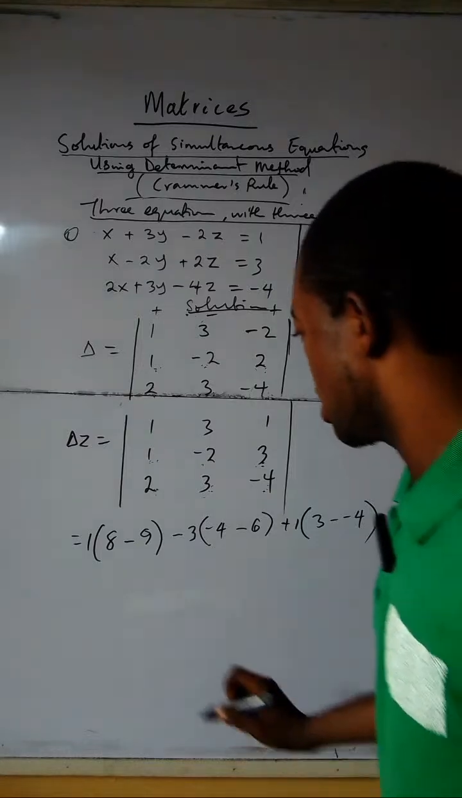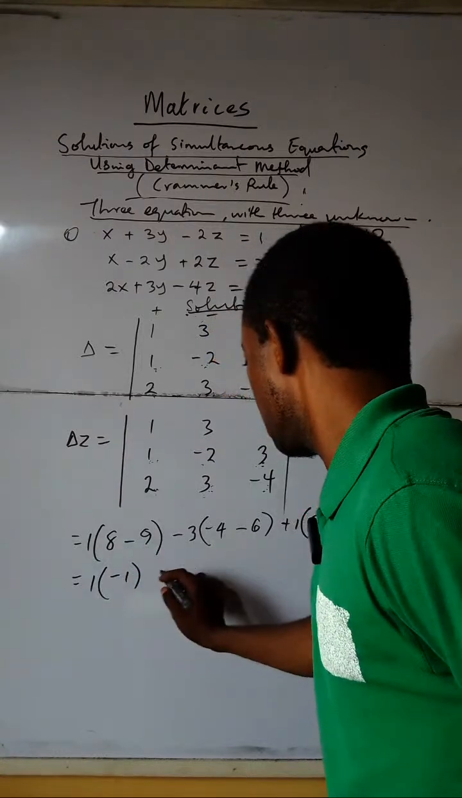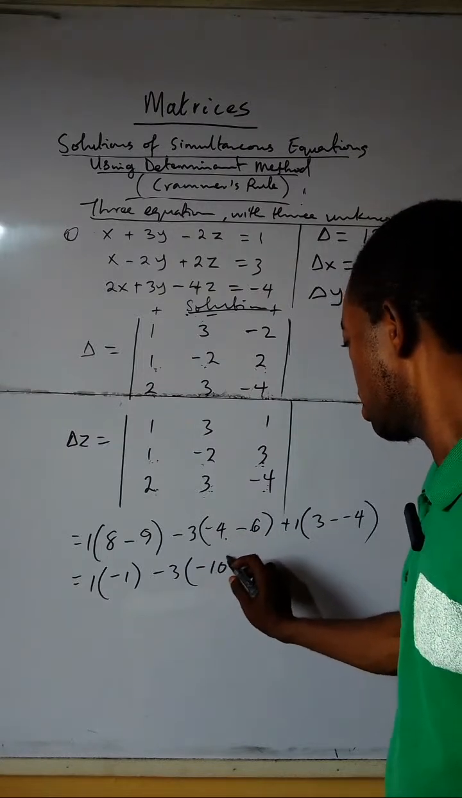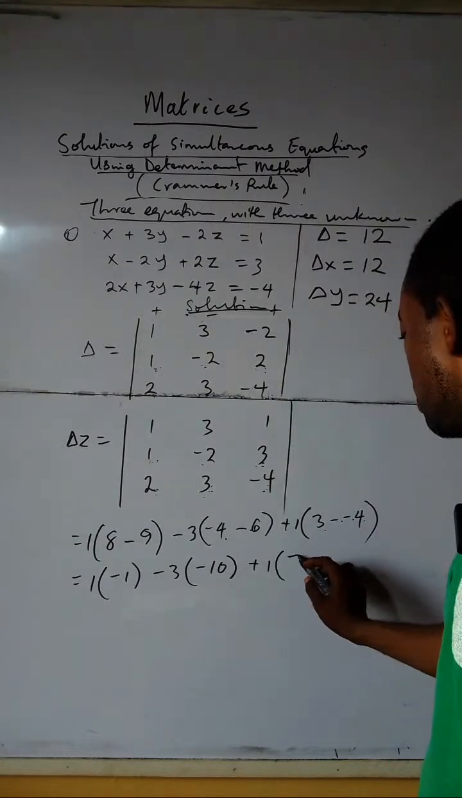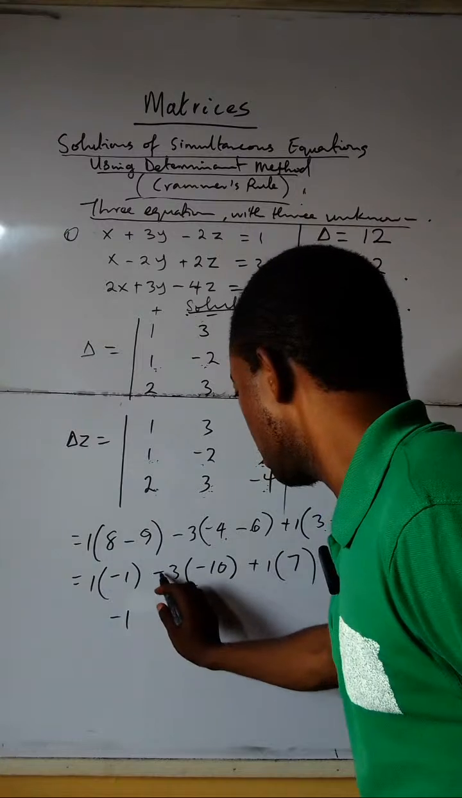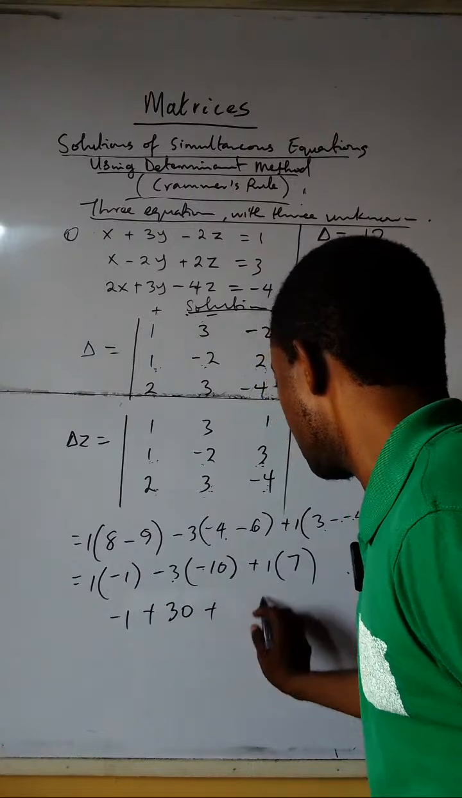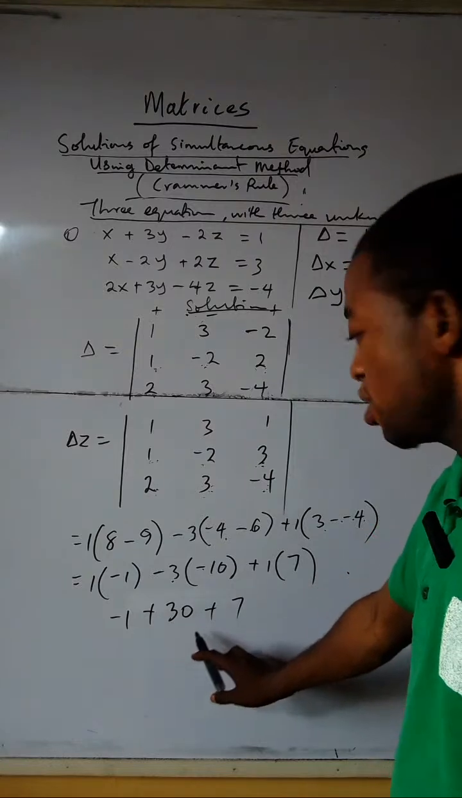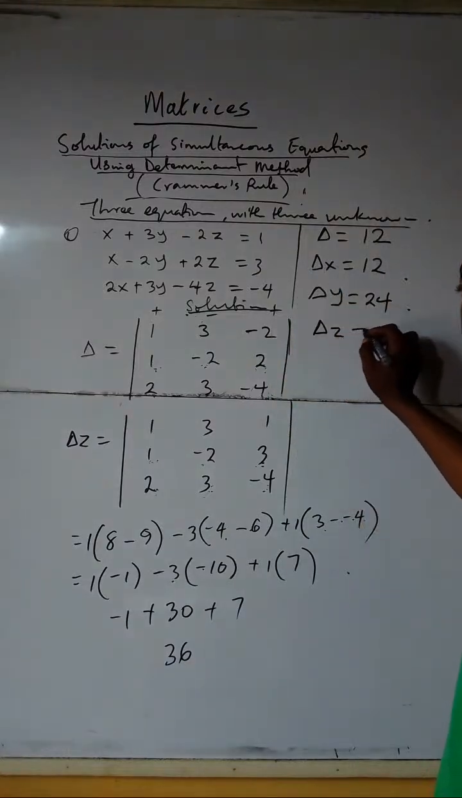Then when we evaluate this here, we have 1 times 8 minus 9 is minus 1. Then minus 3 times minus 4 minus 6, that's minus 10. Then plus 1 times 3 minus 4, that's 3 plus 4, which is 7. And here we have 1 times minus 1. Then minus times minus here plus 3 times 10, 30. Then plus 1 times 7, 7. And here we have minus 1 plus 30 plus 7. Here we have 36. So the determinant with respect to z here is 36.